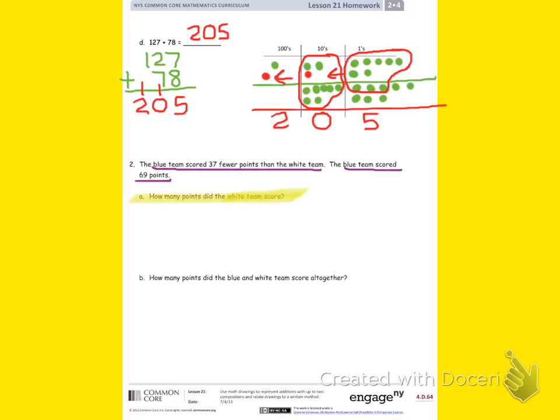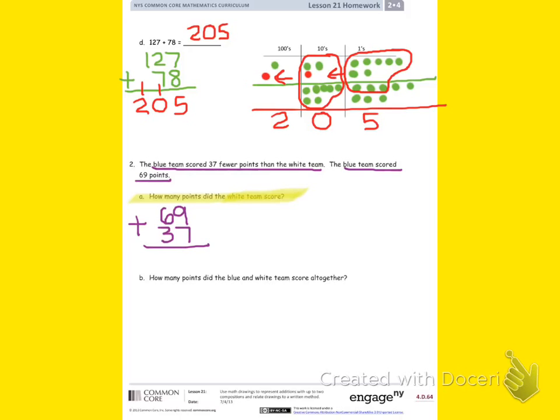If the blue team scored 37 fewer points than the white team, that means they scored less than the white team. So the blue team scored 69 points. I'll record that here. And 69 is less than the amount that the white team scored. And it's 37 points less than that. So I better add those 37 points to the 69.